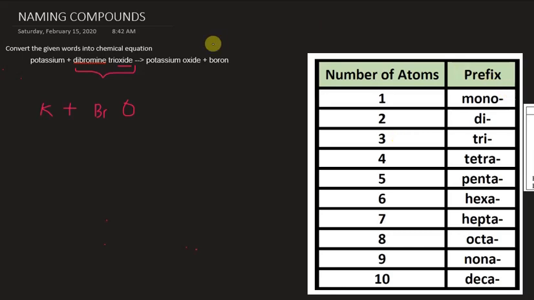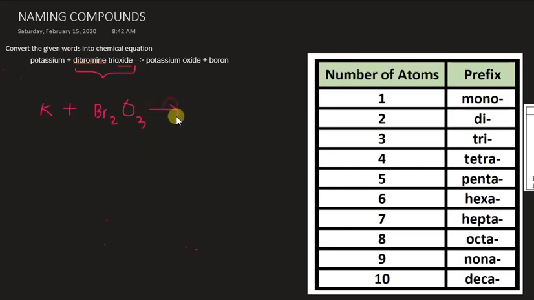So we have here the prefix di before bromine. It means there are two. Di means two. There are dibromine. There are two atoms of bromine. Then we have tri or three atoms of oxygen, hence trioxide. So this is the chemical formula for dibromine trioxide. It's a covalent compound. It's a compound formed by the covalent bonding of bromine atoms to oxygen atoms.